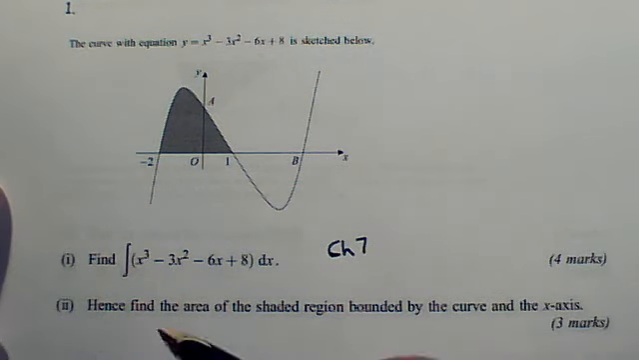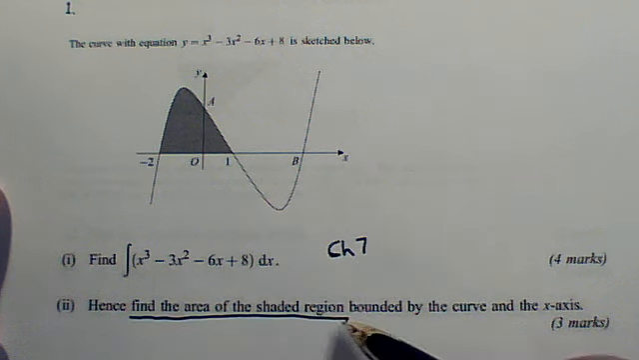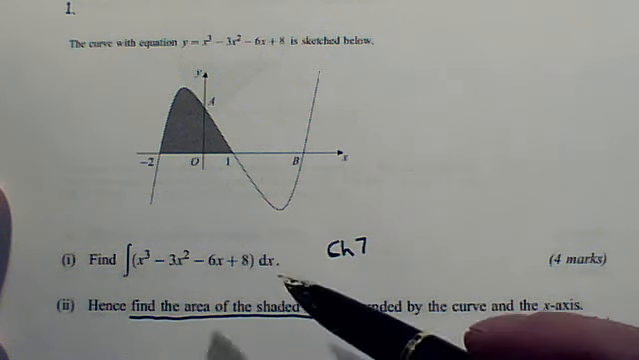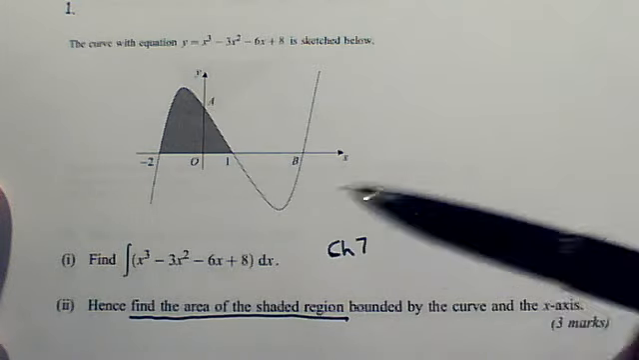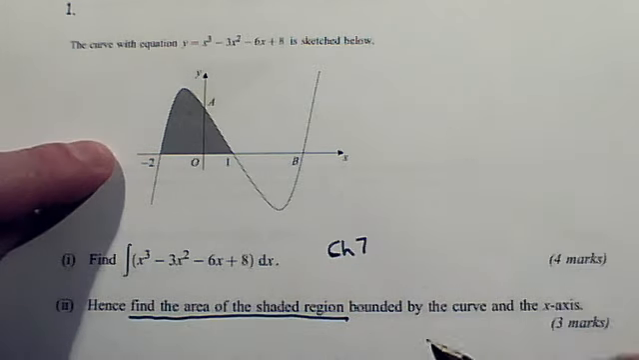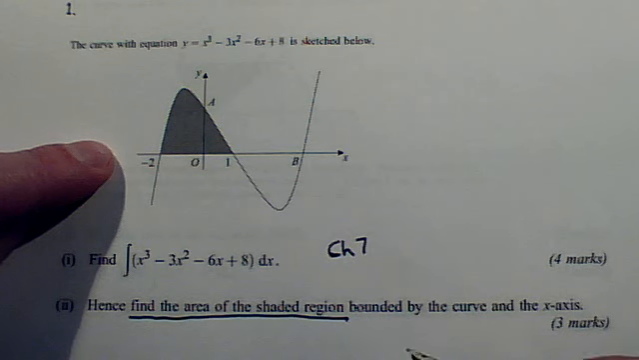Then we've got to apply that to find an area of a shaded region, and they've nicely drawn it for us. The reason why they've drawn it for us is because the area is above the x-axis in this particular instance, which is reassuring when we get an answer.